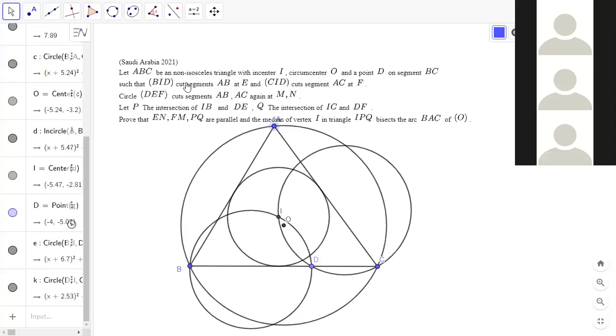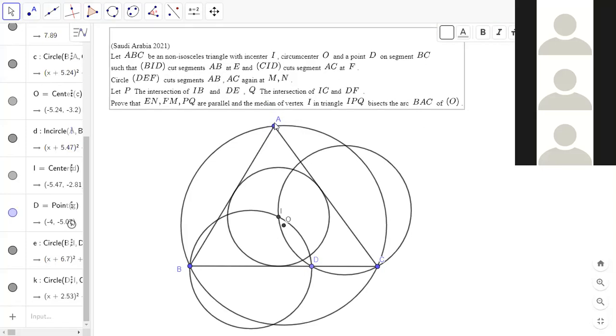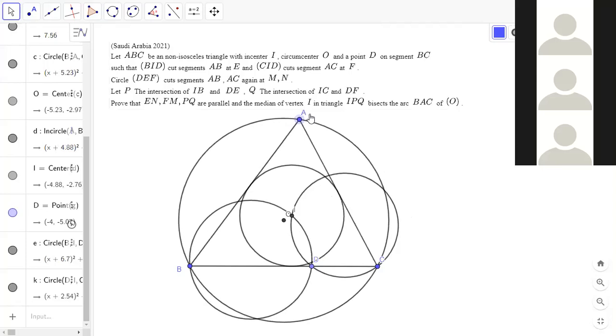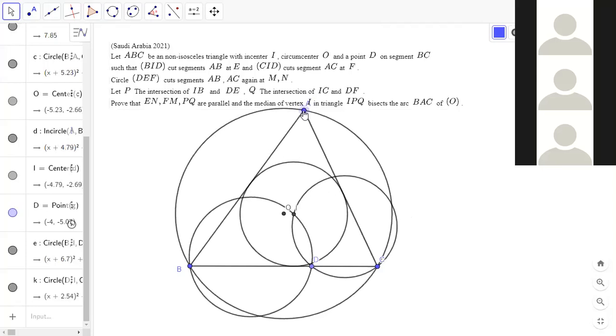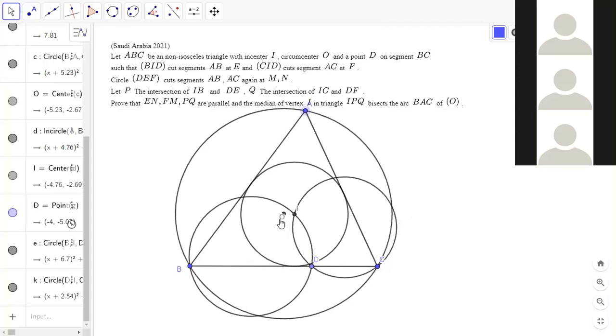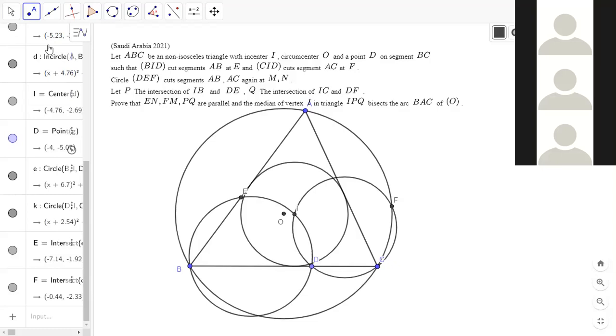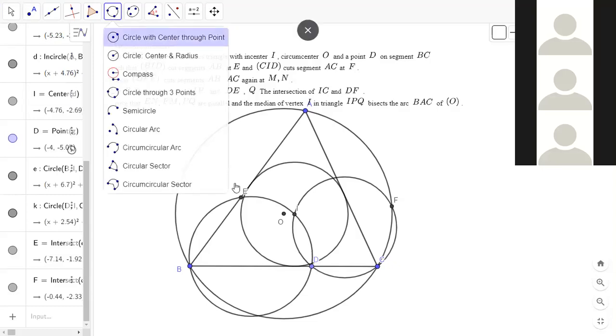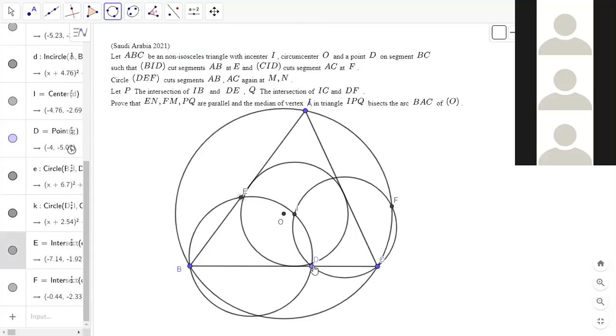Actually, I can make both these circles more like this. I think that would be fine. So kind of a little more symmetric. This right here is E, and this is F. And then we draw the circumcircle DEF, and we see where it cuts AB and AC.